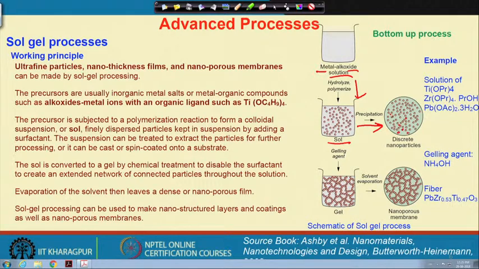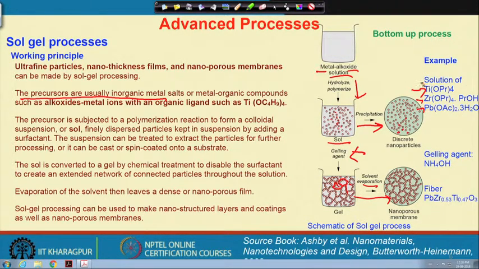However, we can also add some gelling agent, and then these suspended nanoparticles will basically form a network-like structure. If we evaporate the solvent, then the residue product will be a nanoporous membrane or network-like structure. In that case, the precursors are usually inorganic metal salts, like here we have praseodymium and titanium compounds with zirconium or lead.